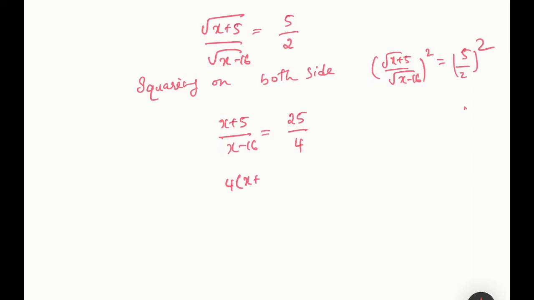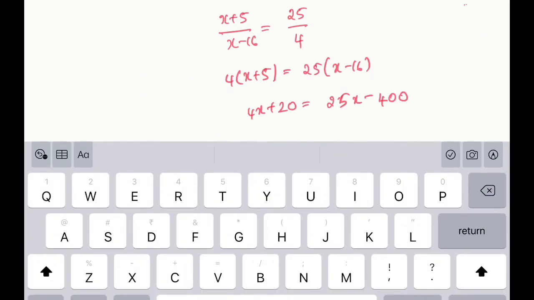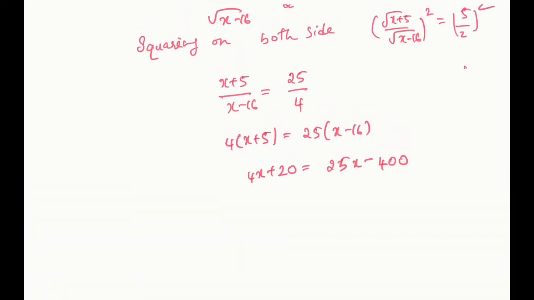Now I can cross multiply them. 4 into x plus 5 equal to 25 into x minus 16. So 4x plus 20 equal to 25x minus 25 into 16, which will give you 400. Okay. Now I can take that 4x to that side and the number to this side. So I'll get 20 plus 400, which gives you 420, equal to 25x minus 4x.